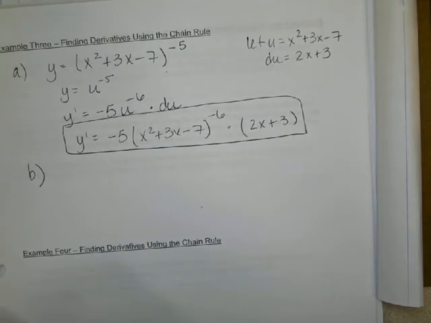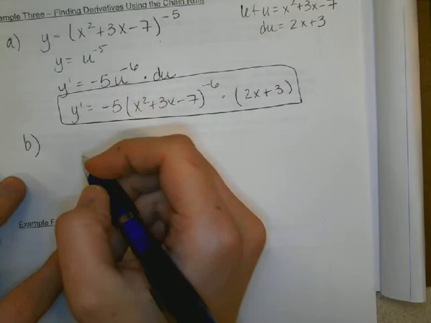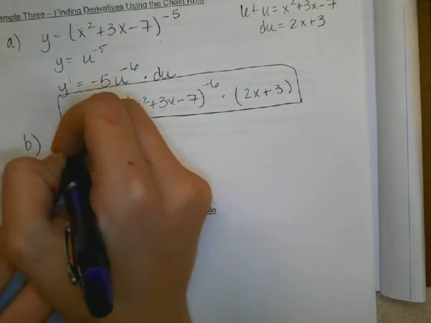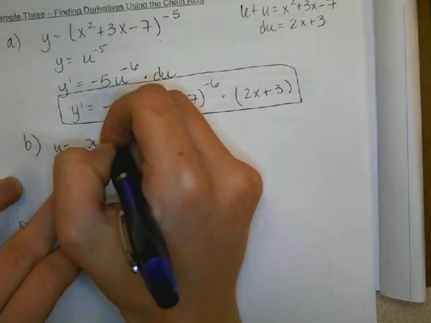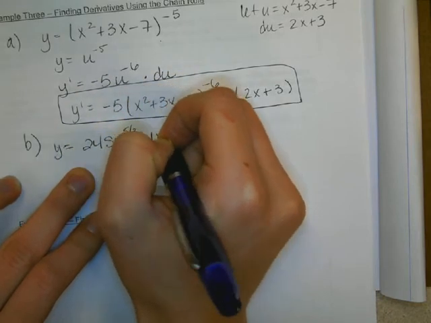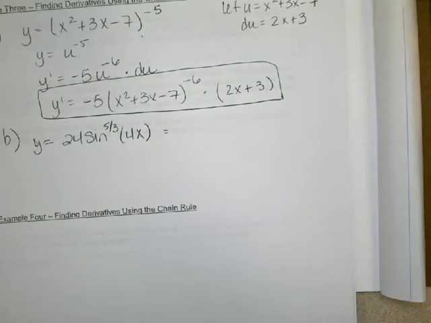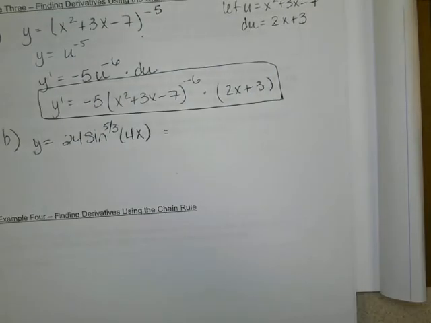Alright, let's look at one more together. And then I'll probably do example 4 and 5 with you tomorrow. So let's look at y equals 24 sine to the 5/3 of 4x. Okay, and we're going to do a little work here on rewriting. You actually have 3 different functions going on here. You have an outside function, an inside function, and then an inside-inside function.